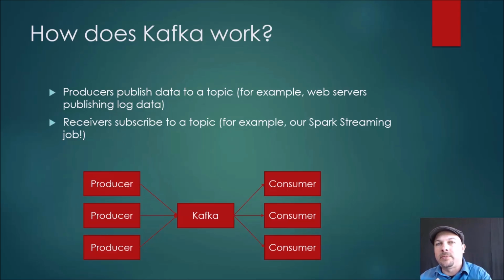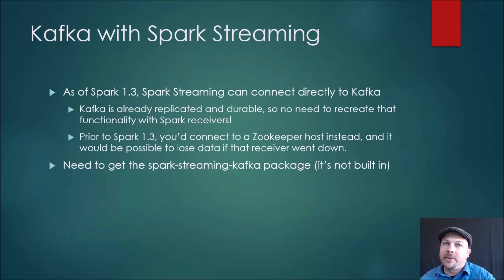So, for example, a producer might be an individual web server, and that might be publishing topics of log data. And then I can have consumers, for example, my Spark streaming job that listens to the topic for logs and consumes that data in a reliable manner. So Kafka just makes sure all the messages get to where they need to go one way or another.